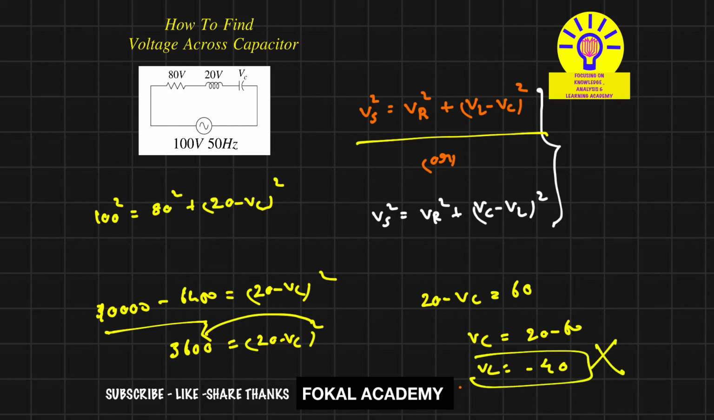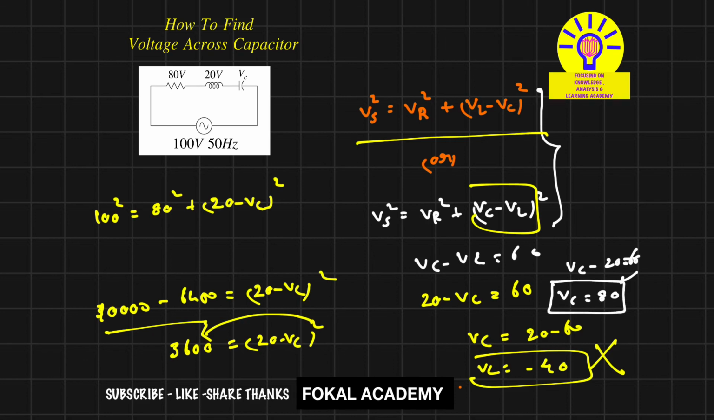Now take the other equation. That means VC minus VL equals 60, that is VC minus 20 equals 60. From this we get VC equals 80. And this is the correct answer because it is a positive value. So the voltage drop across the capacitor is 80 volts. And this is the process of simplification.